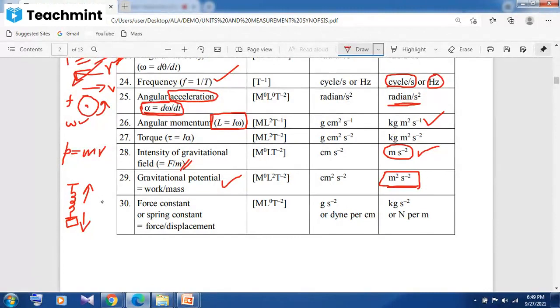The force in the spring we call a constant. It is large for big springs and small for small springs, k. So what is that? Force constant or spring constant is force per displacement. So what is that? Newton per meter. Newton per meter is the SI unit of spring constant, students.